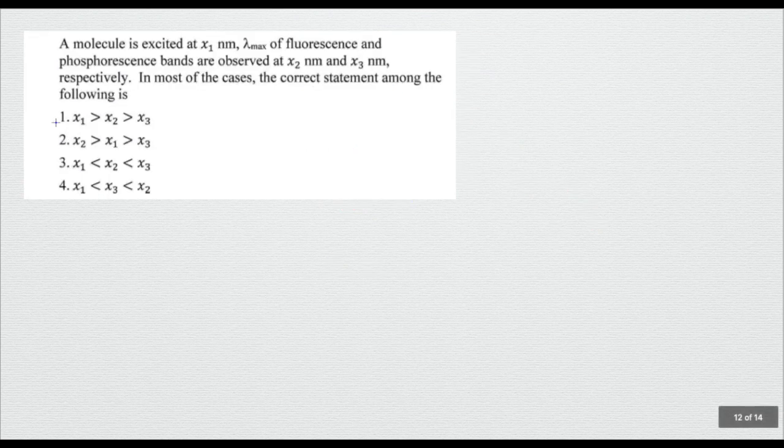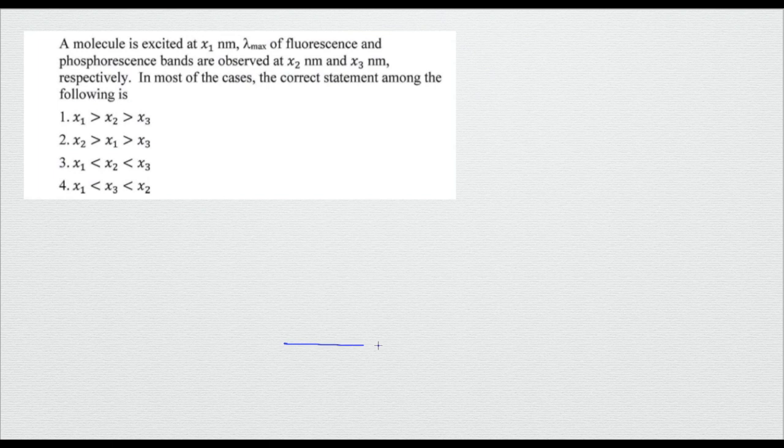Okay, the next one says the molecule is in an excited state, excited at x1 nanometers, and the lambda max of the fluorescence and phosphorescence bands are observed at x2 and x3 nanometers respectively. In most of the cases, the correct statement among the following is. So how do you have to determine it? Based upon the Jablonski diagram. So how do we do that?